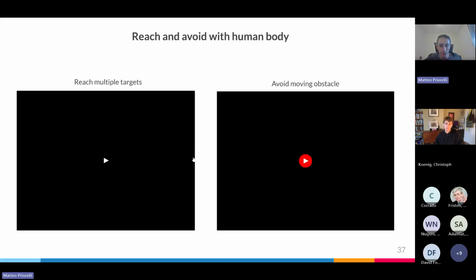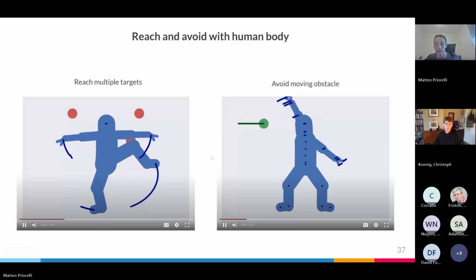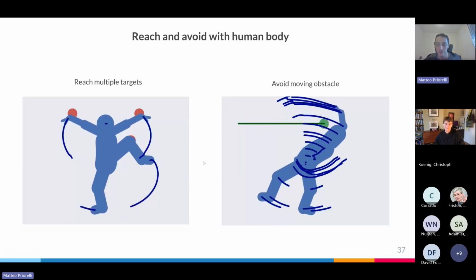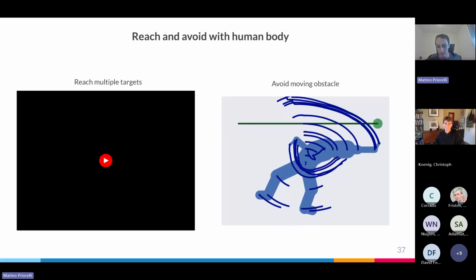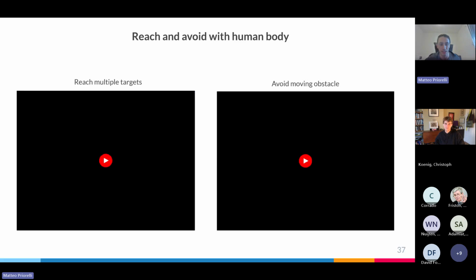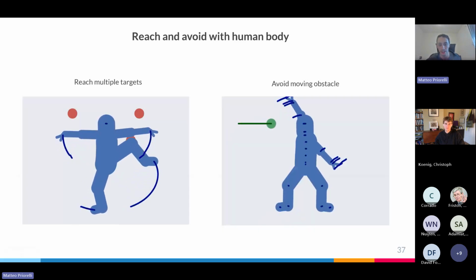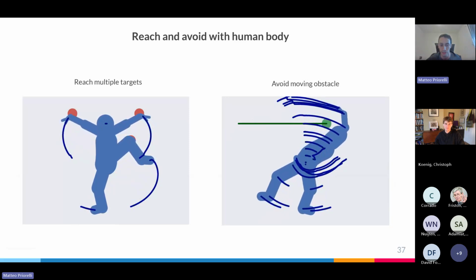So we can use this hierarchical architecture for more advanced control. For example, we can reach multiple targets or avoid moving obstacles. Like this is a simulation of Neo from the Matrix, and you can see that we can simulate a very complex behavior for the human body, and this is done by just defining attractive and repulsive potentials at each element of the kinematic chain.